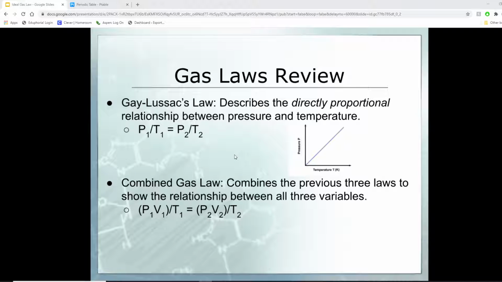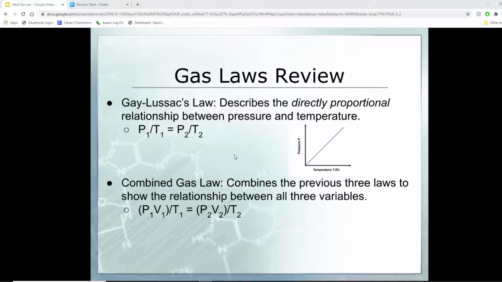Okay, Gay-Lussac's law was the relationship between pressure and temperature, and it's also directly proportional, like Charles' law was. So again, when one of them goes up, the other one goes up as well. If you increase the temperature, the pressure is going to want to increase with it.